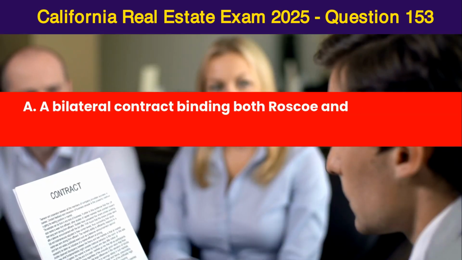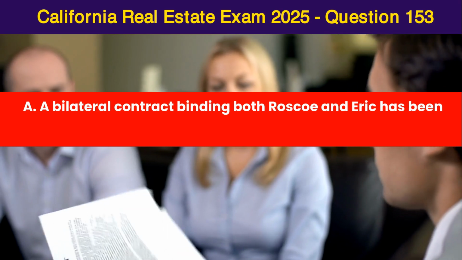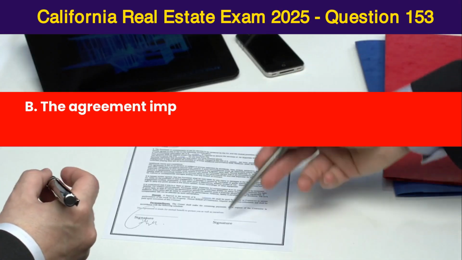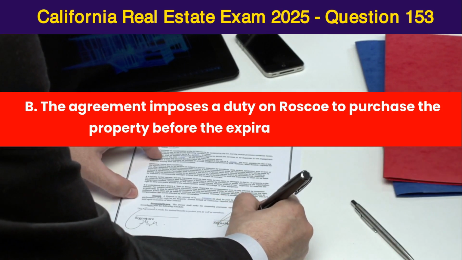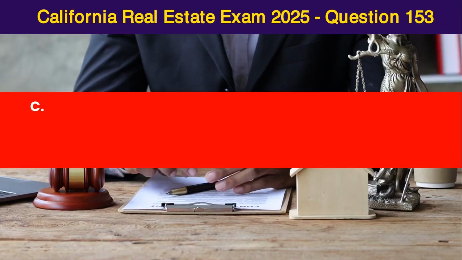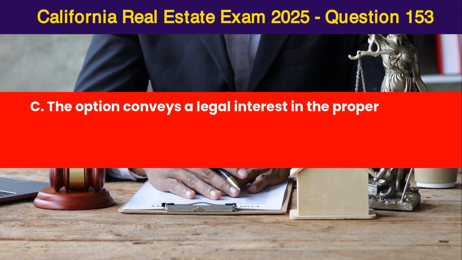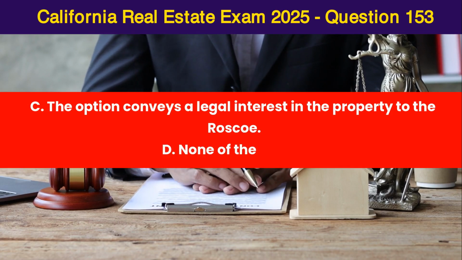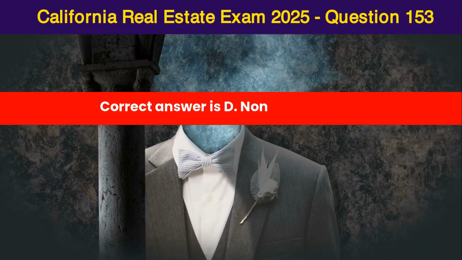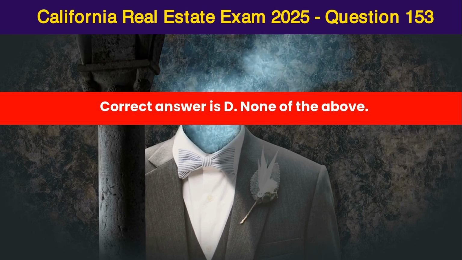A. A bilateral contract binding both Roscoe and Eric has been formed. B. The agreement imposes a duty on Roscoe to purchase the property before the expiration of the term. C. The option conveys a legal interest in the property to Roscoe. D. None of the above. Correct answer is D. None of the above.